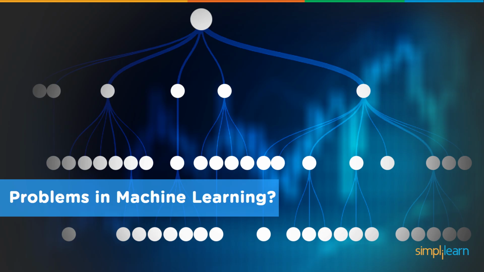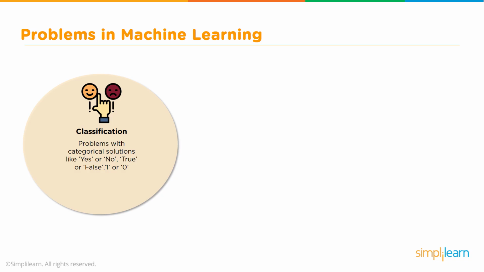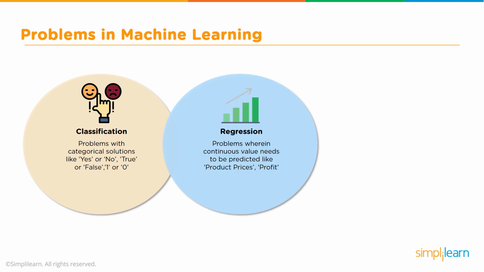Problems in machine learning. To understand where the decision tree fits into our machine learning tools, we have to understand the basics of some of the machine learning problems. And three of the primary ones fall underneath classification: problems with categorical solutions like yes or no, true or false, 1 or 0. This might be, does it belong to a particular group? Yes or no. Then we have regression, problems where a continuous value needs to be predicted, like product prices or profit. And you can see here, this is a very simple linear graph. You can guess what the next value is based on the first 4. It kind of follows a straight line going up.